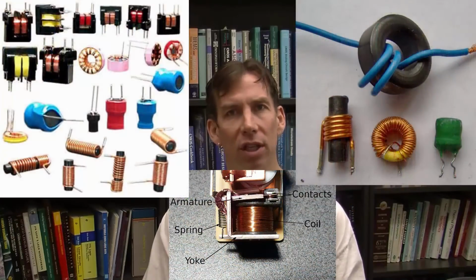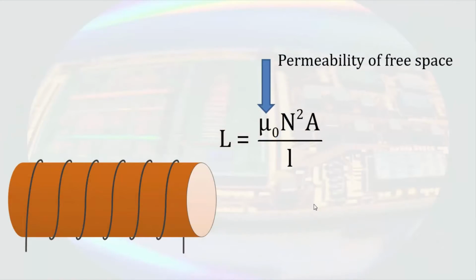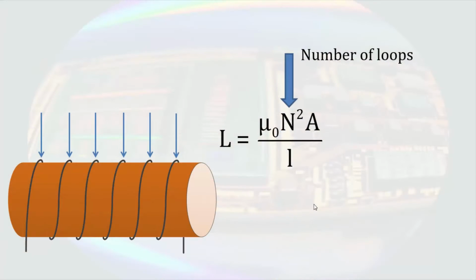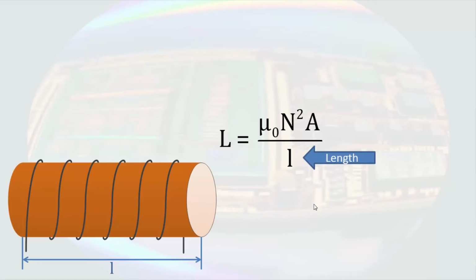They are generally constructed by tightly coiling wire, sometimes with a ferrite or magnetic material inside the coil. The inductance of the coil of wire is given by this equation. Mu naught is called the permeability of free space, equal to 4 pi times 10 to the negative 7th henries per meter, or newtons per amp squared. Permeability is related to how easily a magnetic field can be formed in the medium. Materials such as iron have a much higher permeability than space. N is the number of loops in the wire, A is the cross-sectional area of the loop, and L is the length of the coil.